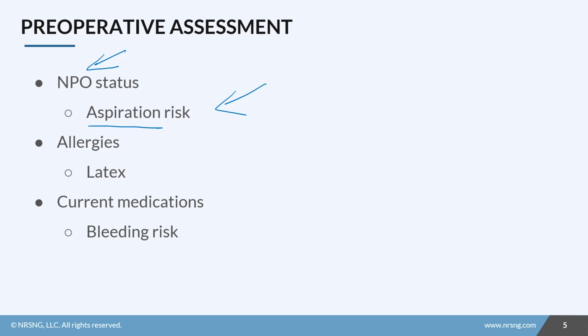Allergies are another very important assessment when it comes to surgery. One that we pay very close attention to is latex. If a patient has a true latex allergy, this can cause a load of issues for the patient. And guys, keep in mind that certain foods like bananas, kiwi, and avocados are said to be associated with a latex allergy. So keep an eye out for patients with these allergies.